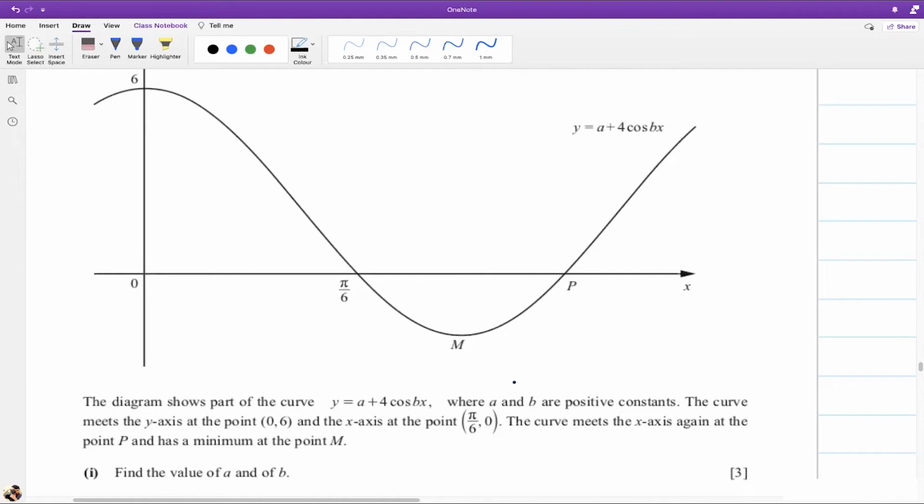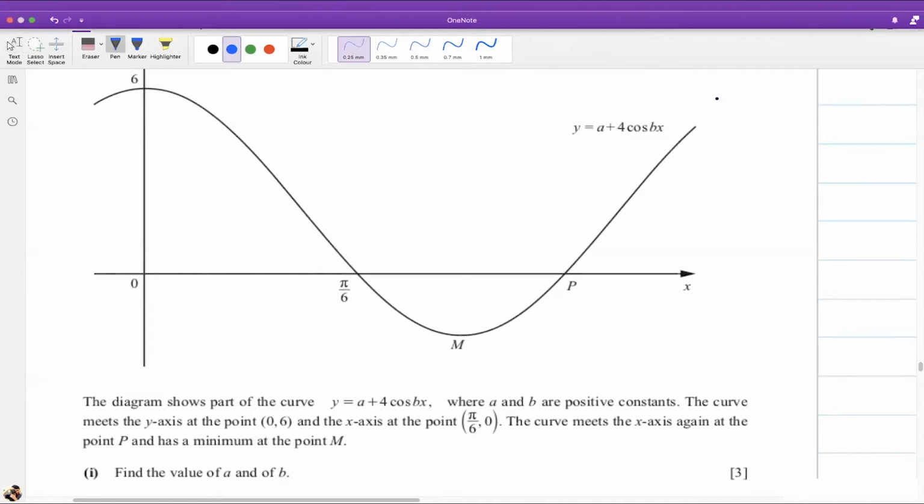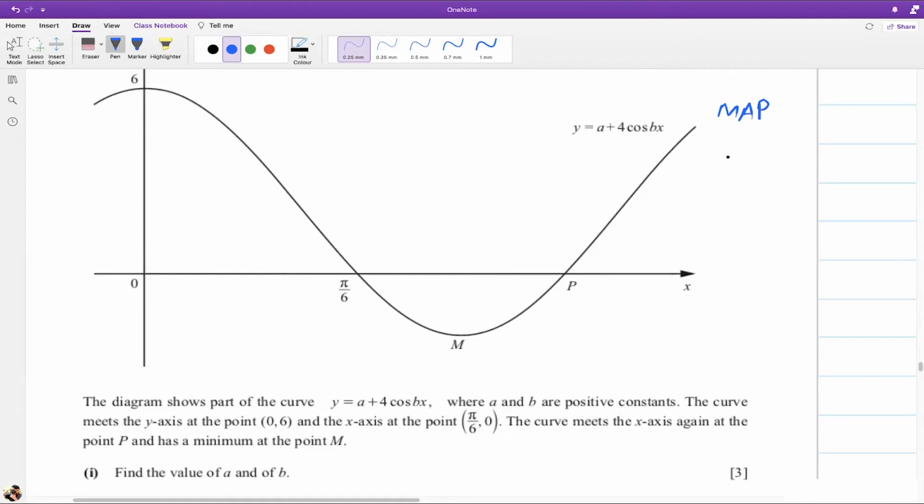The diagram shows the part of the curve, where a and b are positive constants, the curve में ये वो सारा कुछ a और b निकालना है। बेसिकली हमें उसने ग्राफ दे दिया और हमें कहते हैं इसका आंसर निकाल दो। तो सबसे पहले मुझे पता है कि I will apply the map technique on this.